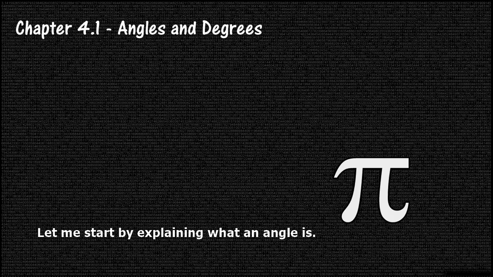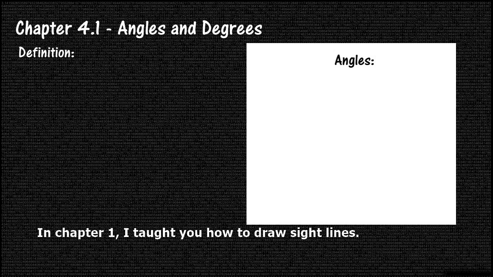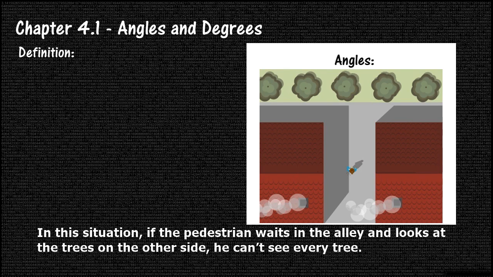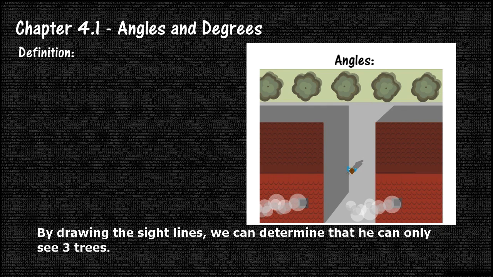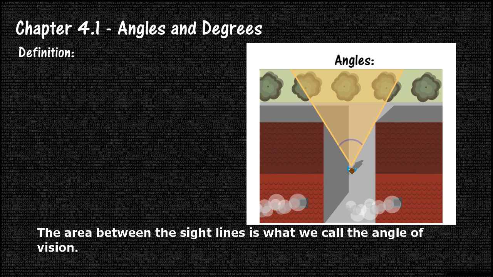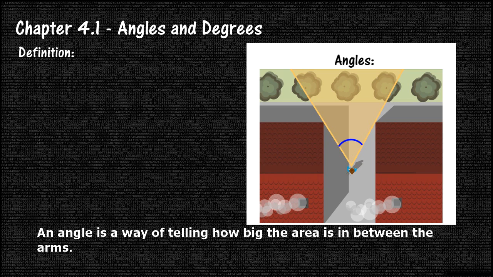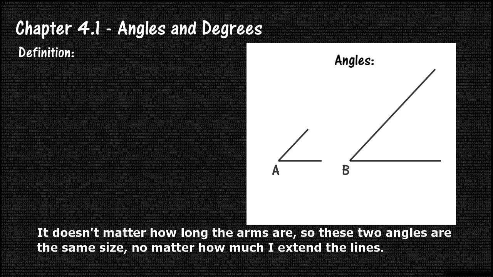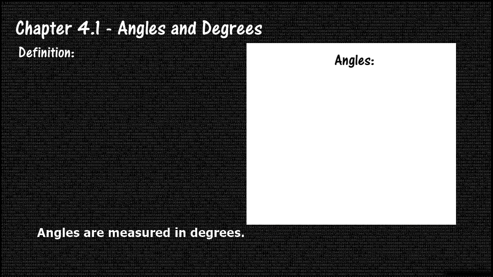Let me start by explaining what an angle is. In chapter 1, I taught you how to draw sidelines. In this situation, if the pedestrian waits in the alley and looks at the trees on the other side, he can't see every tree. By drawing the sidelines, we can determine that he can only see 3 trees. The area between the sidelines is what we call the angle of vision. An angle is a way of telling how big the area is in between the arms. It doesn't matter how long the arms are, so these 2 angles are the same size, no matter how much I extend the lines. Angles are measured in degrees.